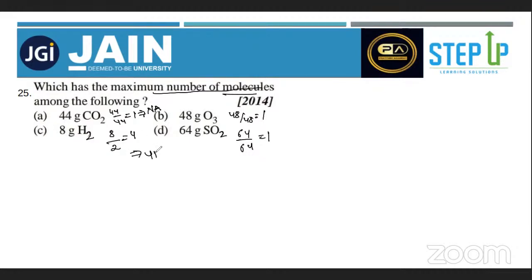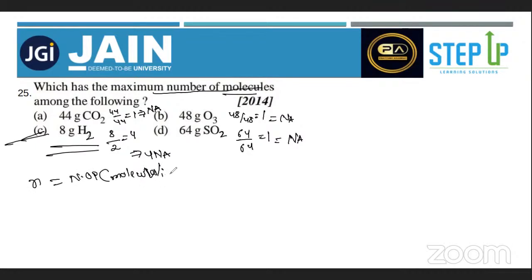So this will be 4 Na. That is 1 Na. This all is Na. So it is very clear from the question that this will have more number of molecules. So 8 gram of H2. How I wrote that, I told you the formula for number of moles. One formula is: number of particles, which can be molecules, ions, atoms, protons, all that, upon Avogadro number.